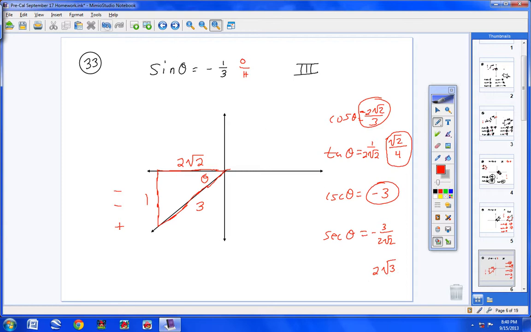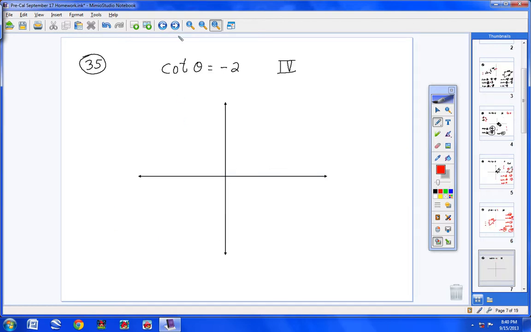Excuse me, that's incorrect. I apologize. I would get 3 square root of 2 over 4, and don't forget it would be negative. So there's the secant. And now cotangent of theta would be the inverse of tangent. Now here's tangent, 1 over 2 square root of 2. So we flip that, and we're going to get 2 square root of 2 over 1, or just 2 square root of 2 if you choose, okay? So there we go, not too bad.